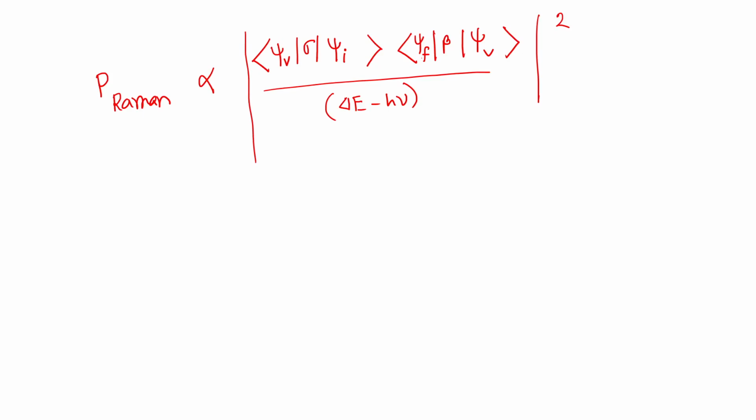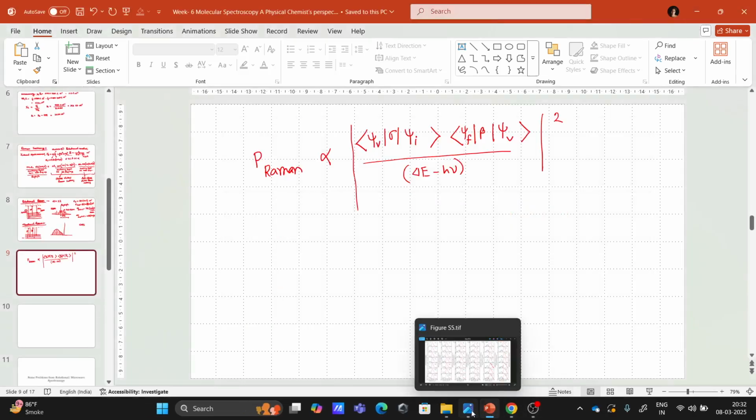Resonance Raman spectra, because delta E and h nu are very, very close. The gap is very, very less. Now with that, let me show you some data. Mostly I deal with the fluorescence spectra, so I'll not go into the depth of the data.